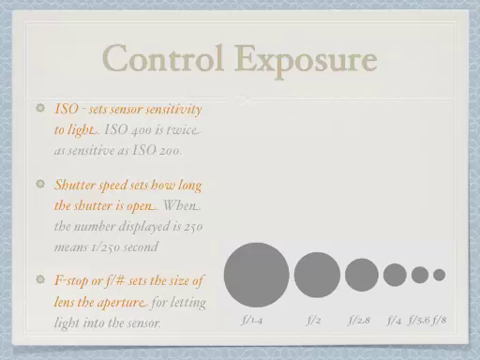When the shutter speed number displayed is 250, for example, what that means is that the shutter is open for 1/250th of a second. The f-stop or f number sets the size of the lens aperture for letting the light into the sensor. Here I show a graphical diagram representing a number of different f numbers. For example, f1.4 on the left all the way to f8 on the right. Approximately, as we go from left to right, the size of the aperture is half of what it would be for the setting on the left. So, for example, f2 is half the aperture size for f1.4.